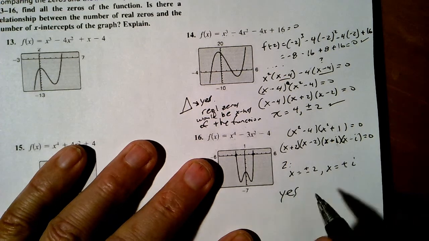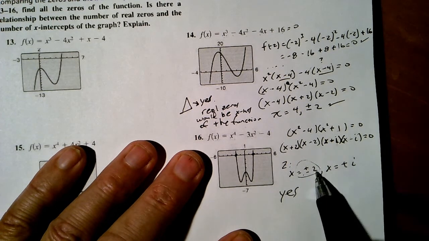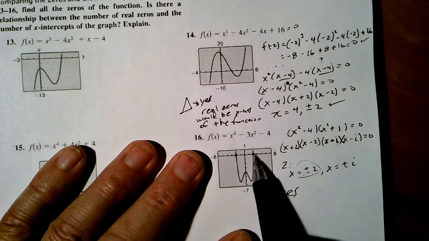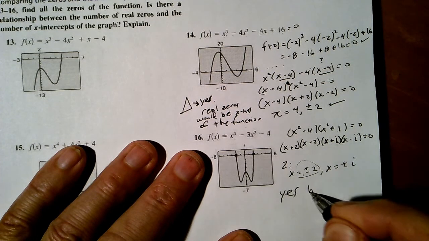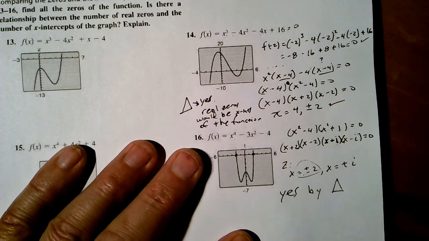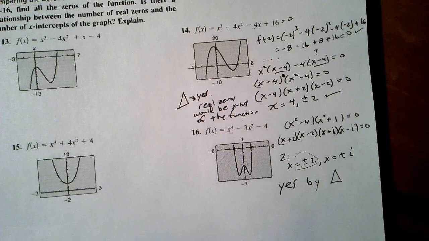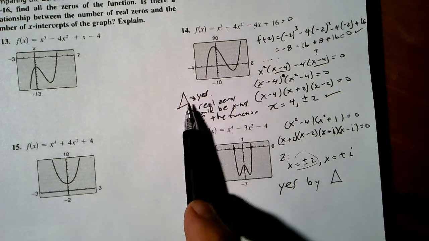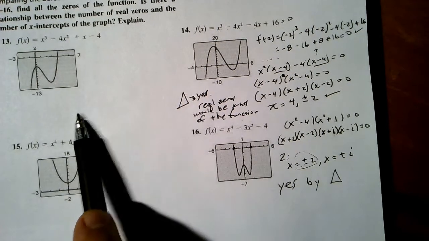And yes, there's two real zeros. There's two zeros, or there's two x-intercepts by triangle. All right, which you are welcome to use, but again, you have to establish triangle. I've got a triangle established. You can use it over here. There's a reference for it.